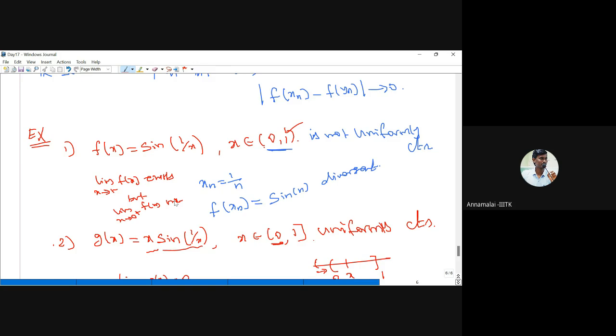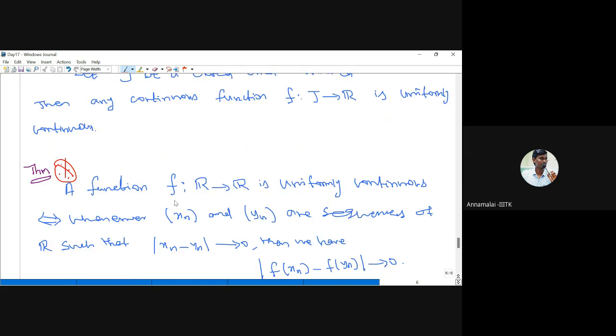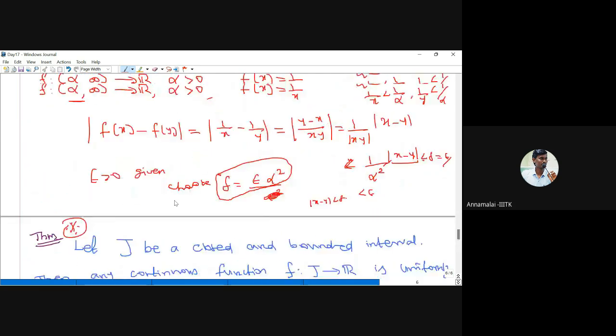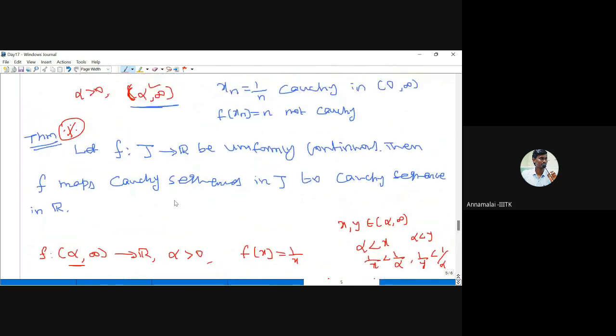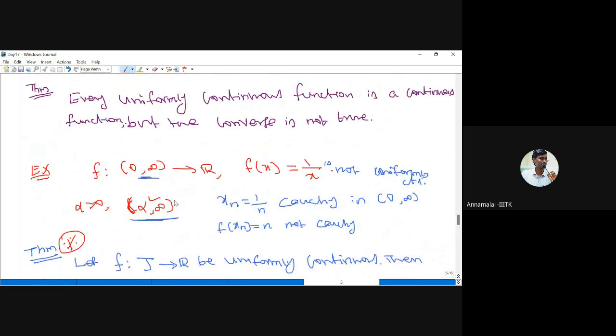If it is possible to extend and it is continuous, then it is uniformly continuous. So there are a lot of theorems, and these are all important theorems to check whether a function is uniformly continuous or not. This theorem is very important: if you take any two sequences xn and yn, if the difference converges to 0, then the images of xn and yn also converge to 0, then such a function is uniformly continuous. Or if the continuous function's domain is closed and bounded, then we can say it's uniformly continuous. And if it is uniformly continuous, it takes a Cauchy sequence to a Cauchy sequence. So these are all important theorems to check uniform continuity.